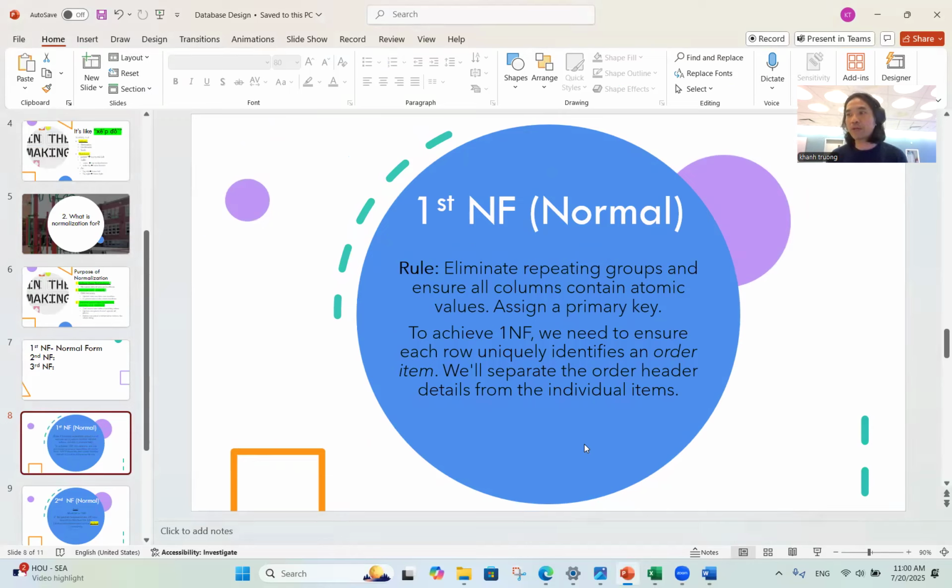That's exactly how we design a database. You're going to design a database for yourself or for a small business, for an organization. You take time to really understand the business requirements.